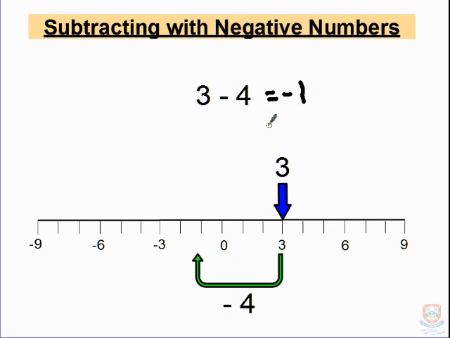Now we should see that if we swapped the numbers here, it would actually change our answer. 4 take away 3 is 1. Therefore it's important that you never swap the numbers round with a subtraction. We are always starting with the first number and subtracting the second.